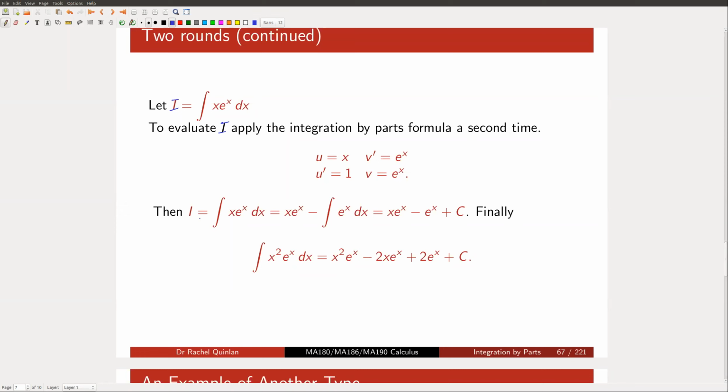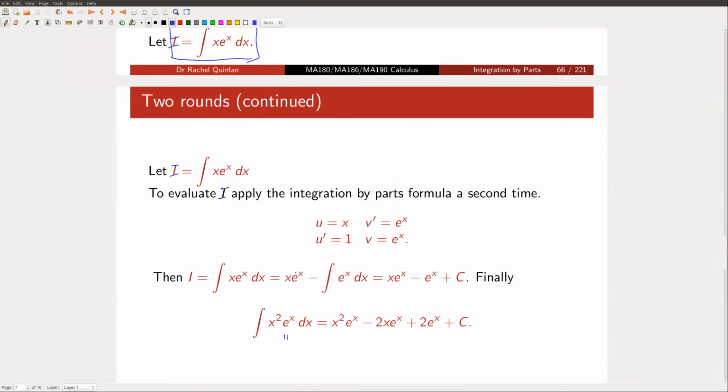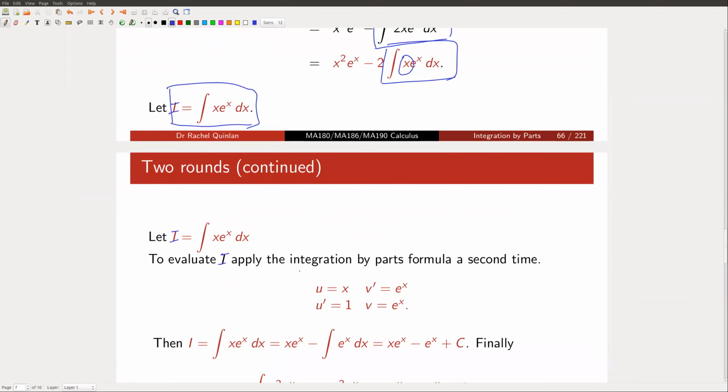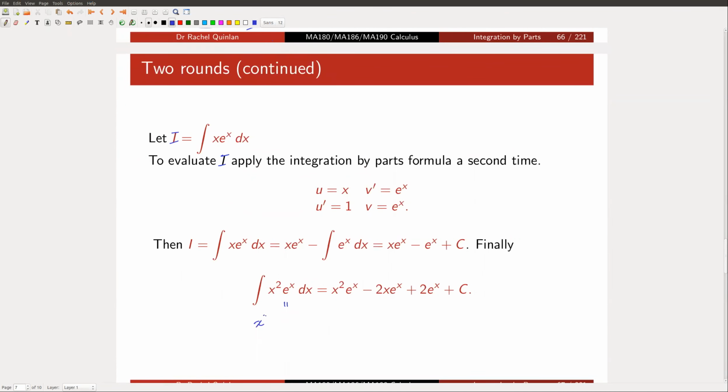And so then I, according to the integration by parts formula, should be uv, which is x e to the x, minus the integral of u dash v, which is just 1 times e to the x. Integrating e to the x just gives us e to the x. So this is just x e to the x minus e to the x plus a constant. And so finally, our problem was, from the last slide, that the integral of x squared e to the x was x squared e to the x minus 2I. And now that we know what I is, we can write that as x squared e to the x minus 2 times x e to the x plus 2 times e to the x plus a constant of integration.